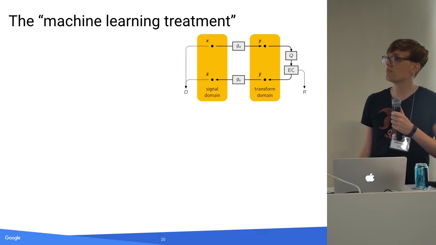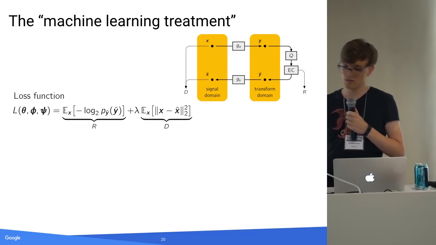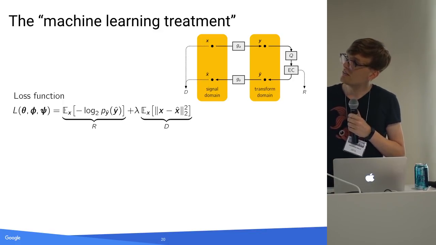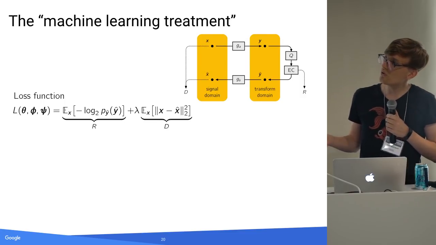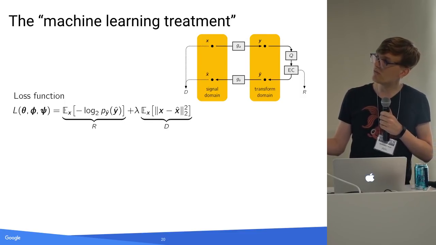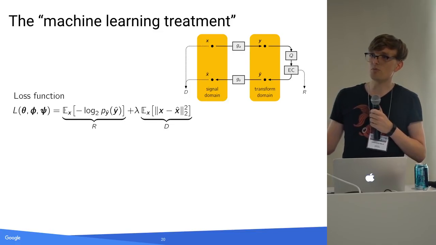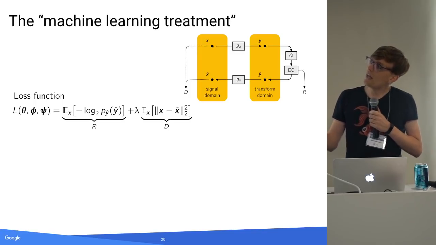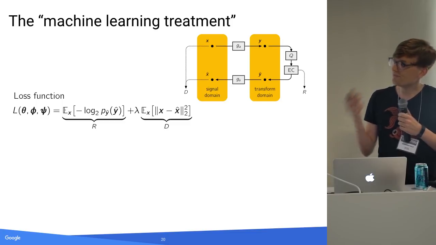Any lossy compression method wants to minimize its rate distortion cost. So we can write the rate simply as the entropy of the coefficient distribution. So that's going to be the expected value over all images of the negative logarithm of the coefficient distribution. And we can write the squared error also with an expectation over all images.